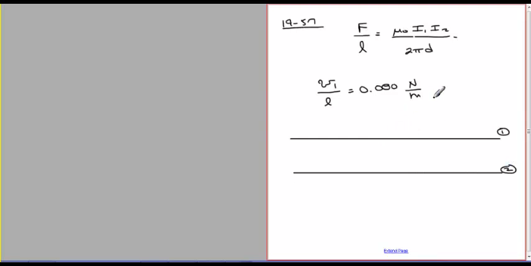So you have a weight that's pushing down. The top wire, we'll say I1, carries a current of 30 amps. The bottom wire carries a current of 60 amps. Find the distance of separation between the wires so the top wire would be held in place by the magnetic repulsion.